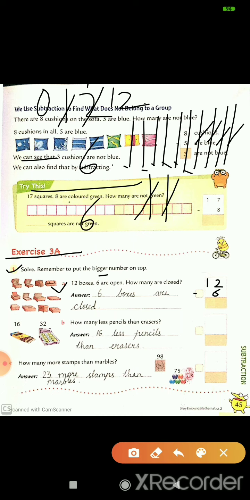And here 0 is there. So what is our answer? 6. So here also we are going to write the same thing. First you will borrow 1 from the tens. So 1 minus 1 becomes 0. And here if 1 ten is added, 2 will become 12. Got it, students? Now 12 minus 6 is equal to 6. And here 0. So 6 boxes are closed. So in the answer you will write 6 boxes are closed. Got it, students?